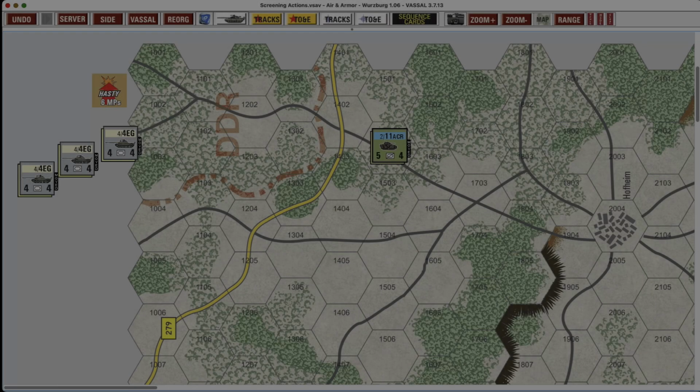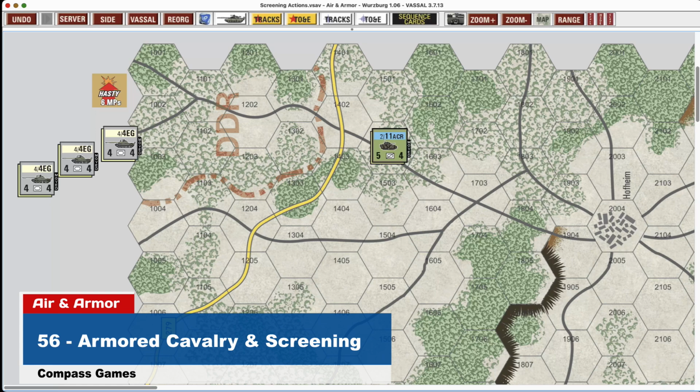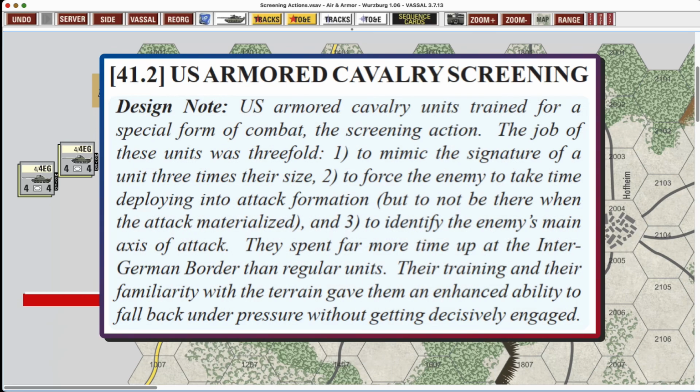In this clip, we will examine a game mechanic called a screening action. A screening action is a special ability that certain NATO maneuver units possess, most especially U.S. armored cavalry units, but also certain reconnaissance units in other NATO armies.